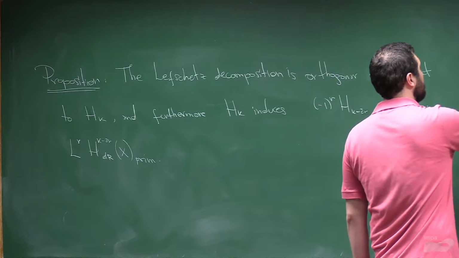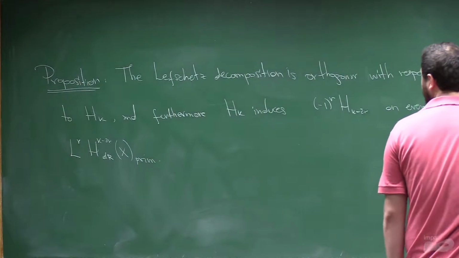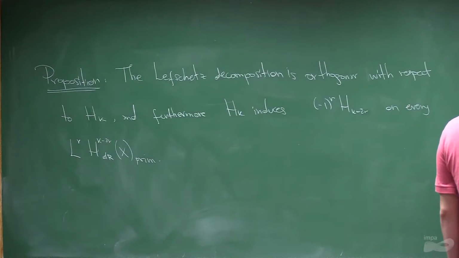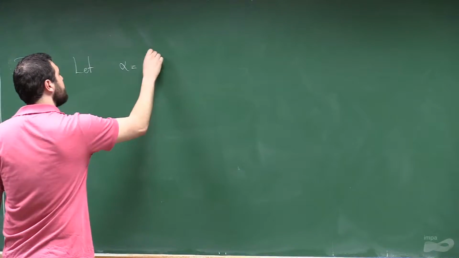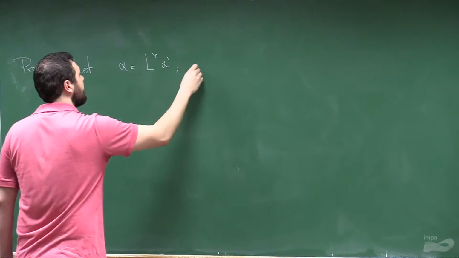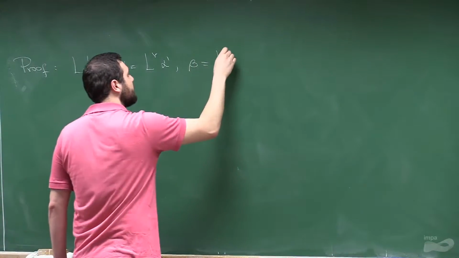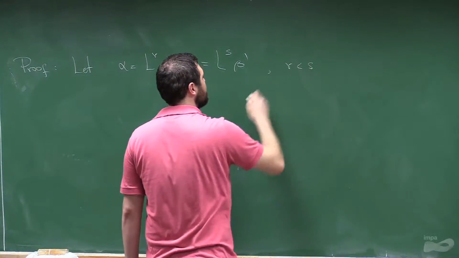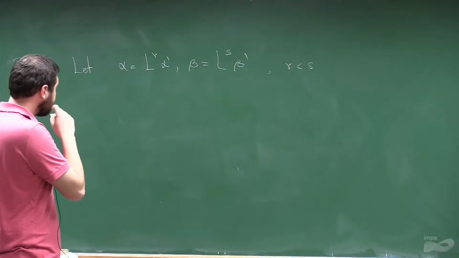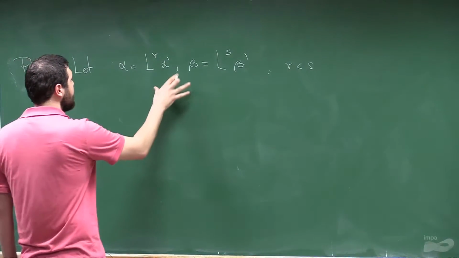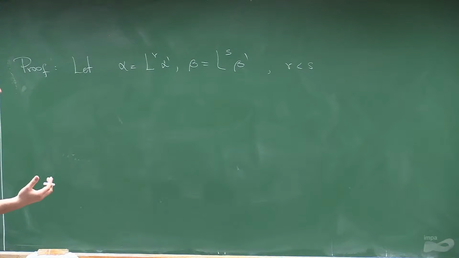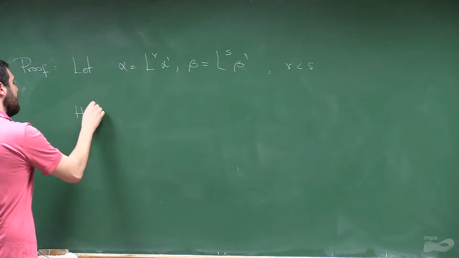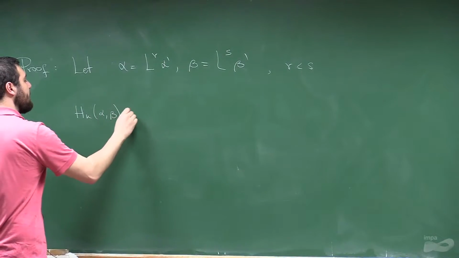Proof. And this is very simple. So let alpha equal L^r of alpha prime, beta equal L^s of beta prime, for some r, s less than n. And we have to check that these are orthogonal with respect to each h_k, right? So h_k of alpha and beta is what?